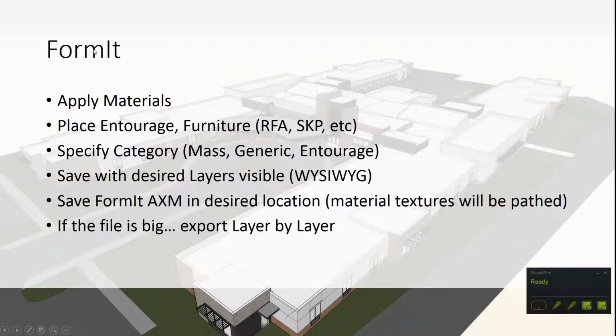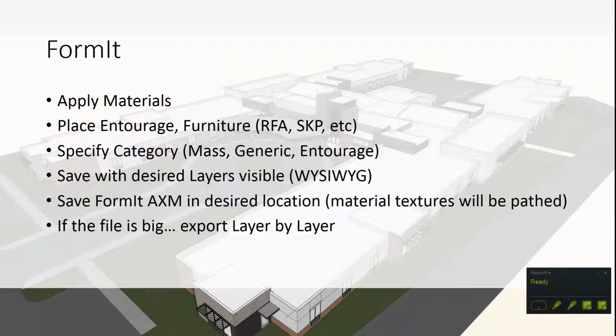Great. All right, so we'll go into some of the step-by-step. I'll use the old teaching technique, talk about what you're going to show, and then walk through it and talk about it again, just so everybody has context. We'll start off in FormIt, and we'll talk a little bit about how to apply materials, just a quick tutorial there, and then talk about the importance of placing Entourage furniture, both from RFA and from SketchUp. Then how to specify the category, especially around Entourage, because we're going to talk about trees. And then the importance of saving your file with the desired layers visible.